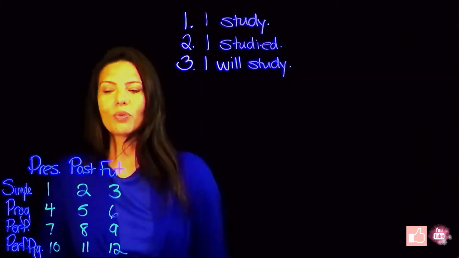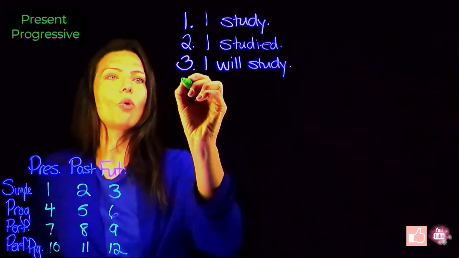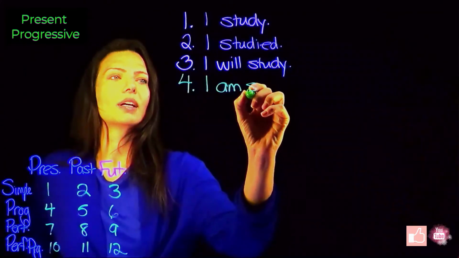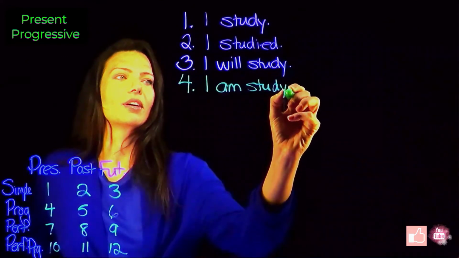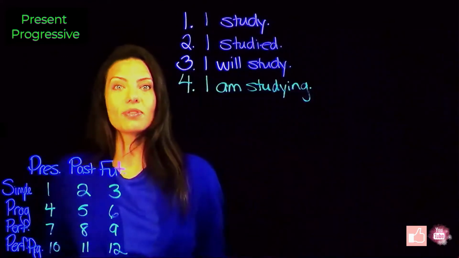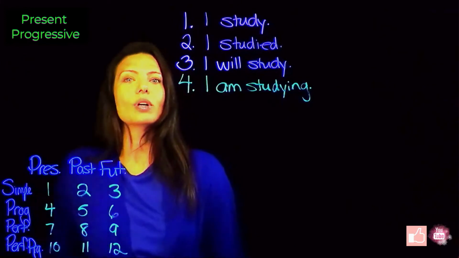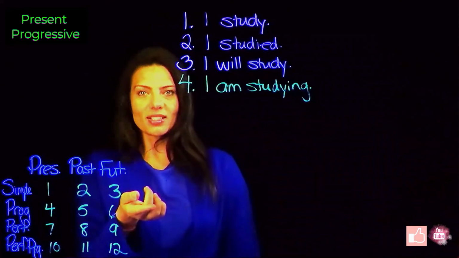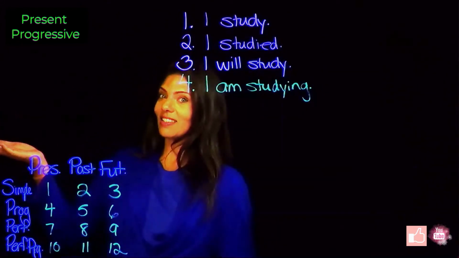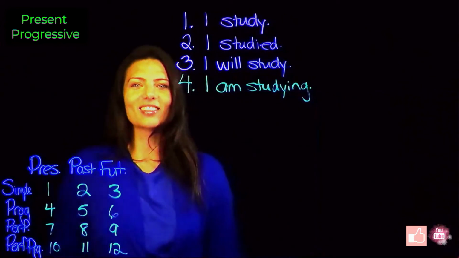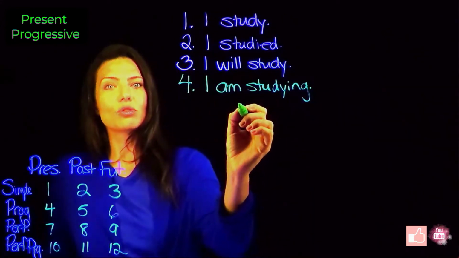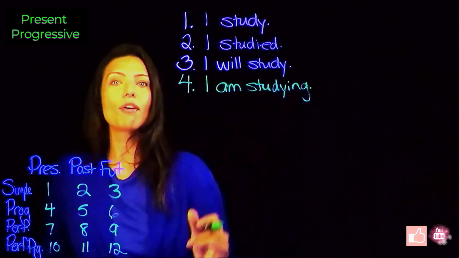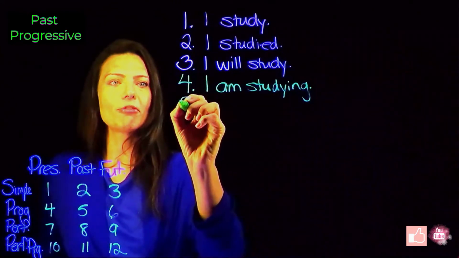So in the next one, we have progressive. So number 4, I am studying. Right now, at the time of speaking, I am studying. So in this case here, we're going to change the verb to be depending on what the subject is. So I am studying, he is studying. Hey, what are you doing? She is studying. Okay? So we're going to change this to is or are. They are studying according to the subject. Then use verb ing.